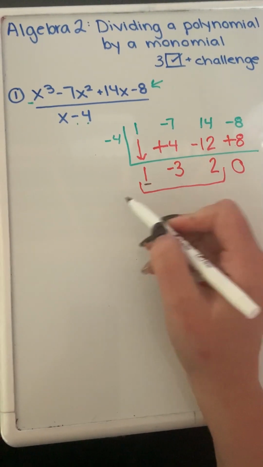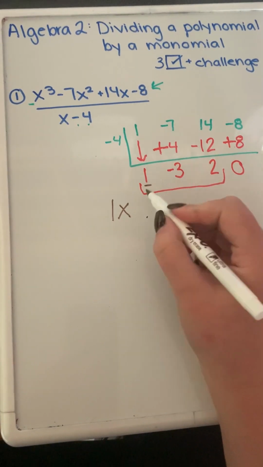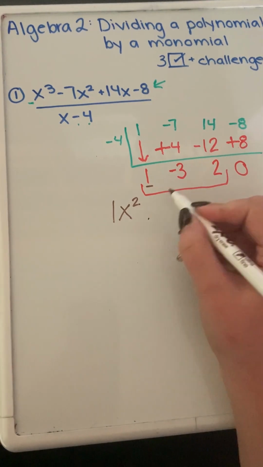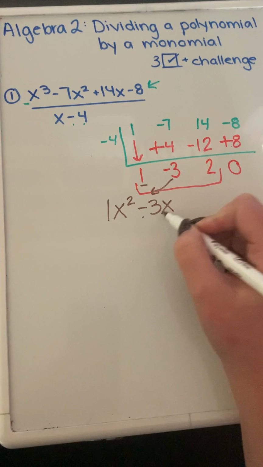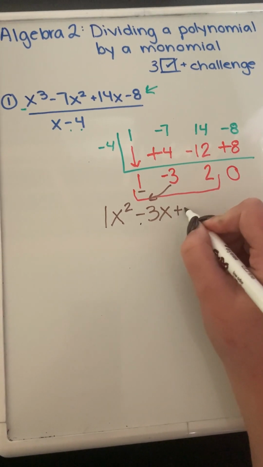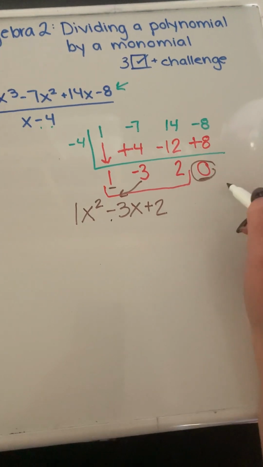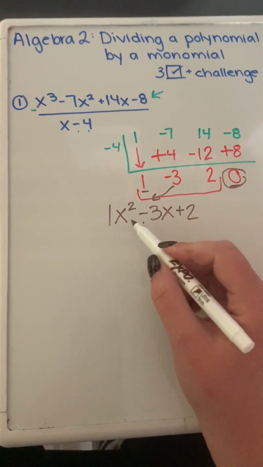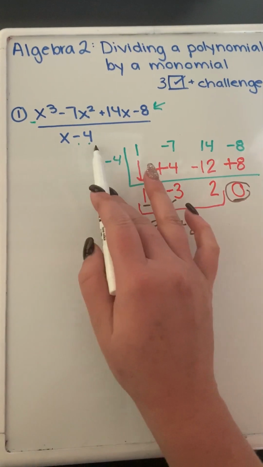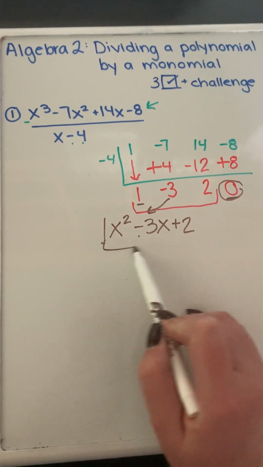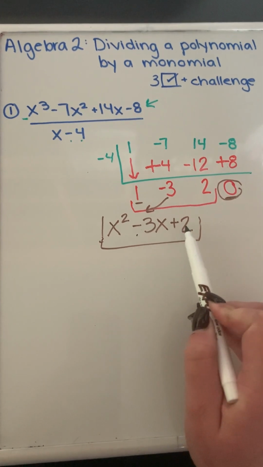So this coefficient is 1x to the power of 2, negative 3 to the power of 1, plus 2. And this is the remainder. And since there's no remainder, we don't have to do anything with this value. So if you were to take this polynomial and divide it by this monomial, the result would be this binomial, x squared minus 3x plus 2.